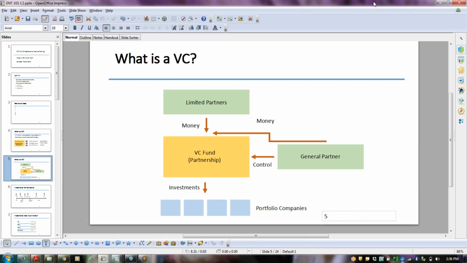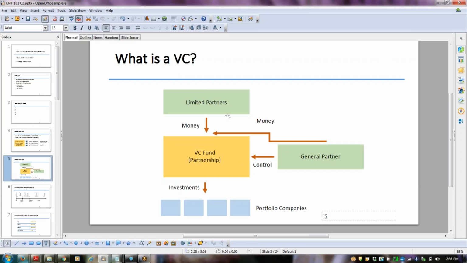Now, typically a VC fund, how it works is that a group of managers, we also call them general partners, typically come from an investment banking background. Or one of them might have some experience running companies. So some group of people get together, they put in their money, and they are called general partners. General partners are those people who put in money and who have control over the VC fund. Then they reach out to the limited partners.